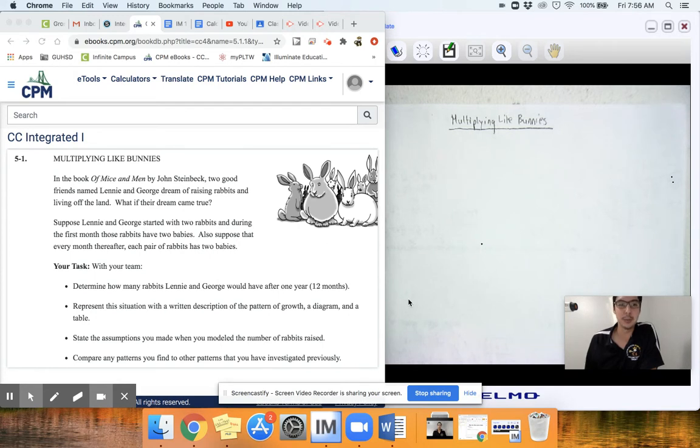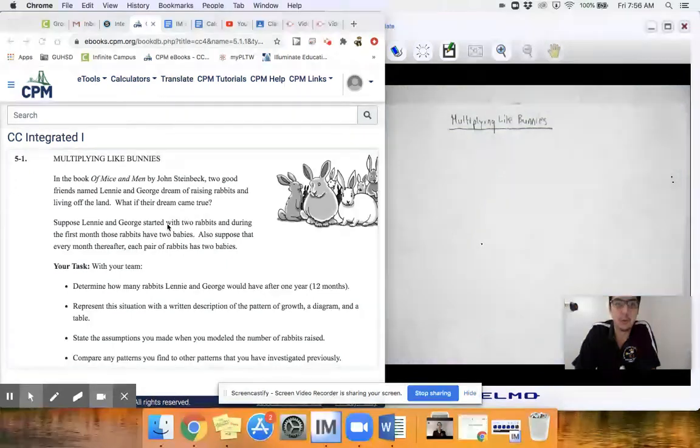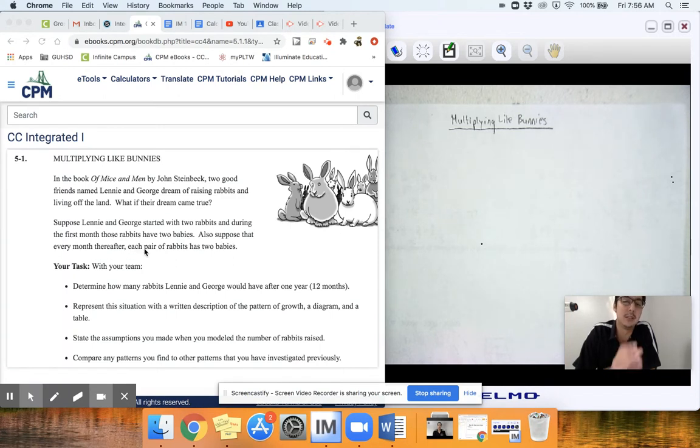Okay, so the problem's called multiplying like bunnies. I'm going to read it right here. In the book Of Mice and Men by John Steinbeck, which could be a book you read later this year, two good friends named Lenny and George dream of raising rabbits and living off the land. What if their dream came true? Suppose Lenny and George start with two rabbits. And during the first month, those rabbits have two babies. Also suppose that every month thereafter, each pair, meaning the original pair too, will continue to have two babies. Your goal with this problem is how many rabbits will Lenny and George have after 1 year?